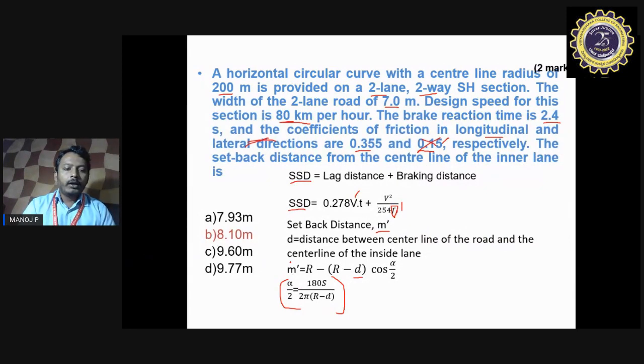Here, whenever you need to calculate the setback distance, you need the value of s. If s value is not given, you are supposed to calculate the value of s, or else you should know what is the value of s for a speed of 80 kilometer per hour, in order to get your calculation quicker.